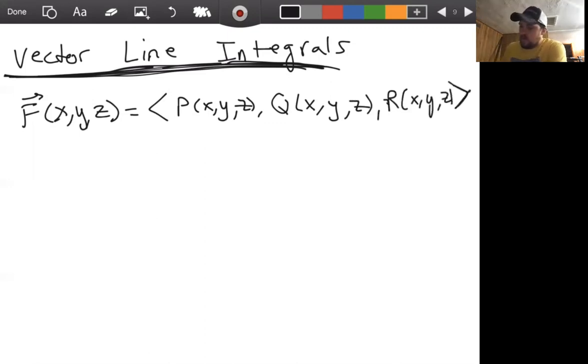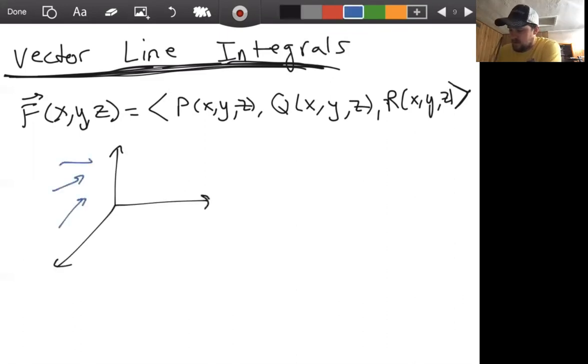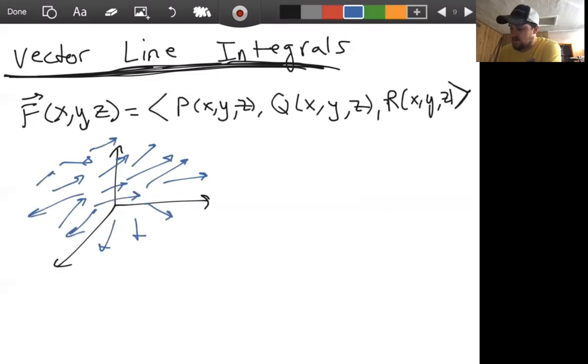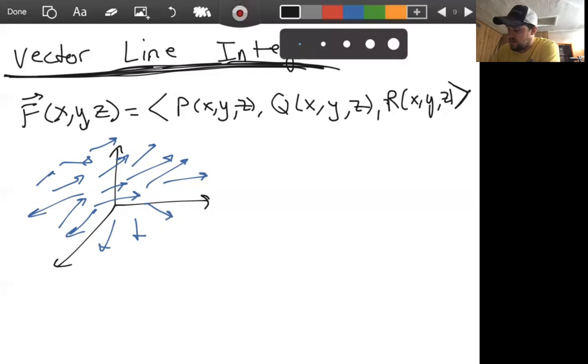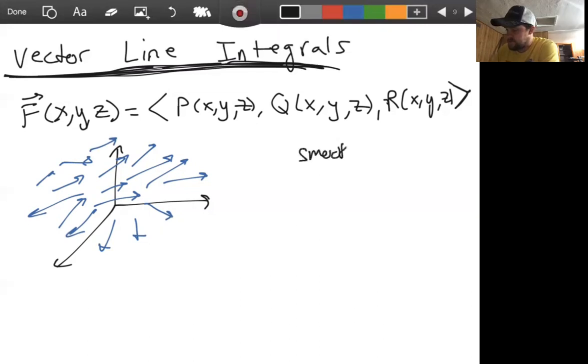And so the vector field is going to be here, this won't look very good, but we have some vector field in 3 dimensions. Maybe doing something, who knows? Based on these functions P, Q, and R. Well, then we have some smooth curve, C. Let's get a smooth curve, C, parameterized by r of t, okay?